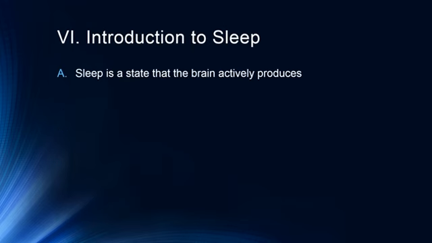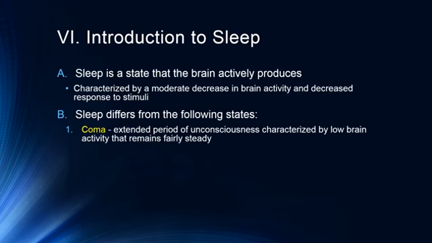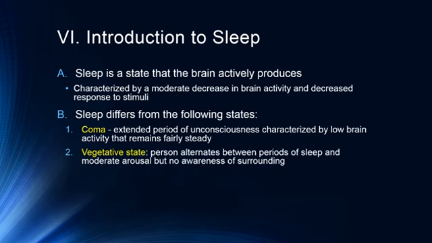Sleep is a state that the brain actively produces. It's characterized by a moderate decrease in brain activity and decreased response to stimuli. Sleep differs from the following states in a number of ways. First of all, coma is an extended period of unconsciousness characterized by very low brain activity that remains fairly steady. There aren't different stages of a coma like there are in sleep.